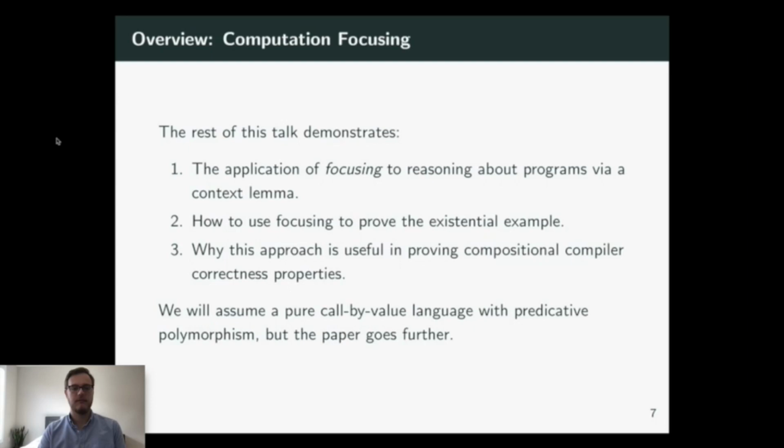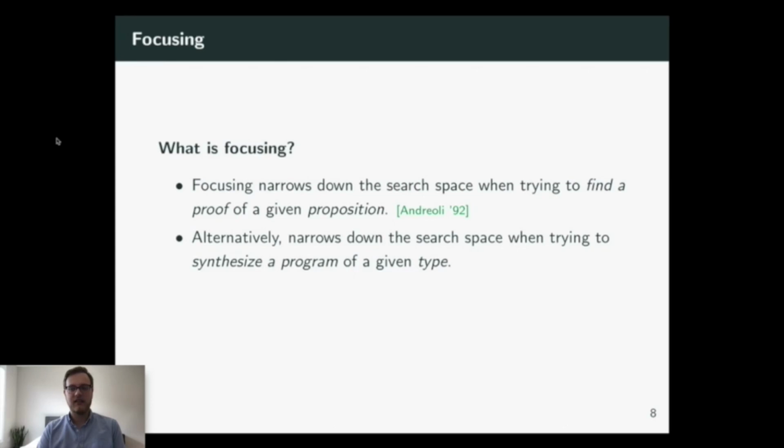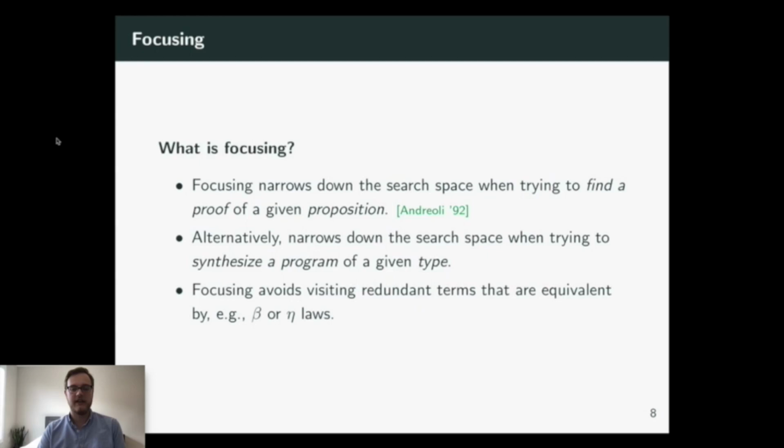So what is focusing? Well, focusing is a proof search technique that narrows down the search space when you're trying to find a proof of a certain proposition. And viewed through the lens of Curry-Howard, you can think of it as making things easier when we're trying to synthesize a program of a given type. So how does focusing narrow down the search space? Well, it does that by visiting fewer redundant terms that are just equivalent to each other via beta or eta laws.